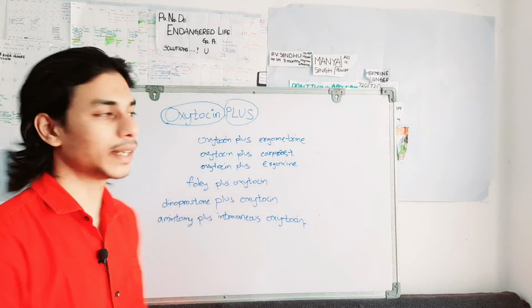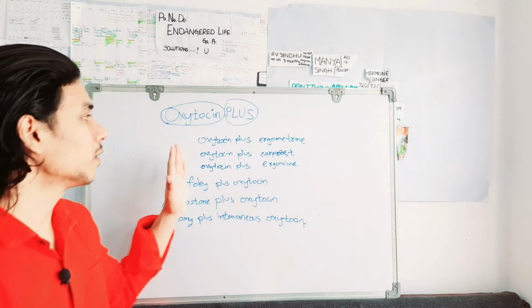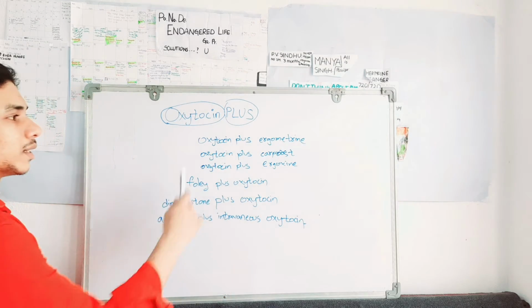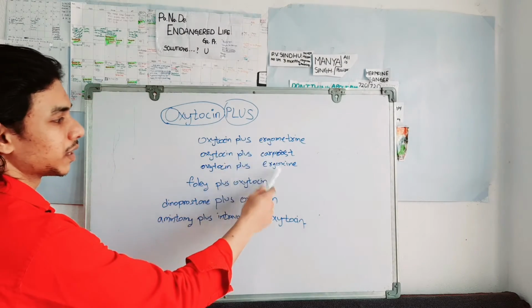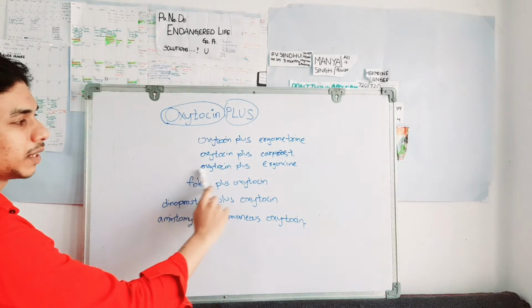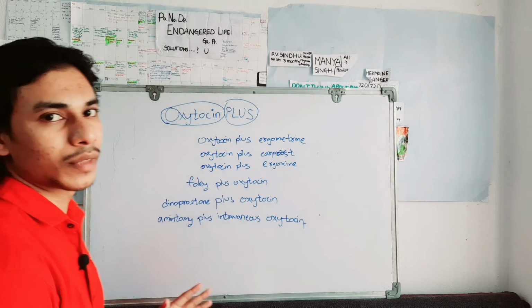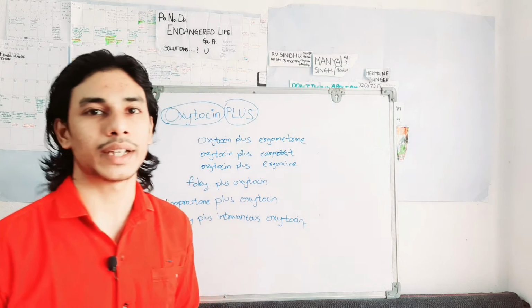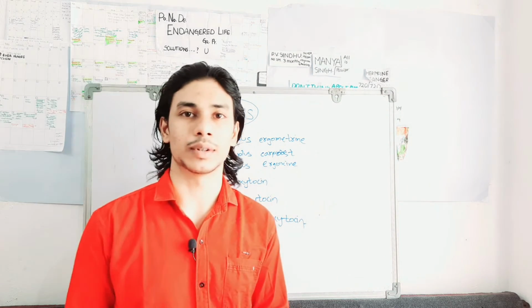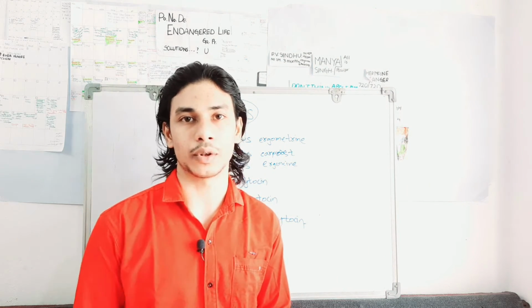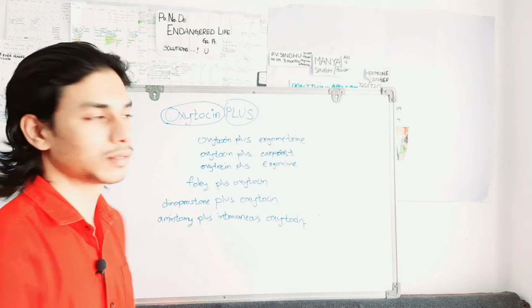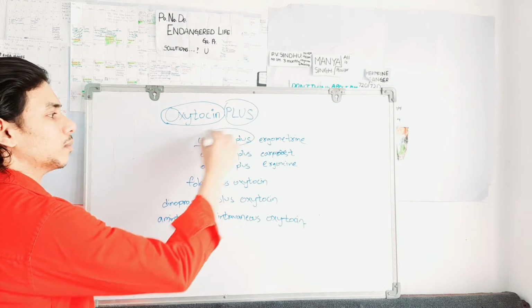Okay, you can't simply write oxytocin plus. Whenever you write oxytocin plus, you have to write some drug or some antibiotic next to it or in front of it. What I am going to tell here is it's a unique term. Oxytocin plus, it's a unique term. You can't write simply oxytocin.